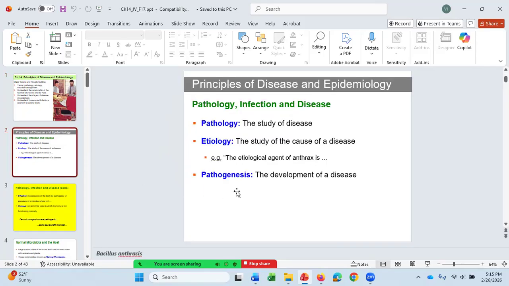All right, the first couple of terms we're going to talk about: pathology, the study of disease; etiology, the study of the cause of a disease. For example, the etiological agent of the disease anthrax is Bacillus anthracis. Any questions about any of that? Pathogenesis, the development of a disease.